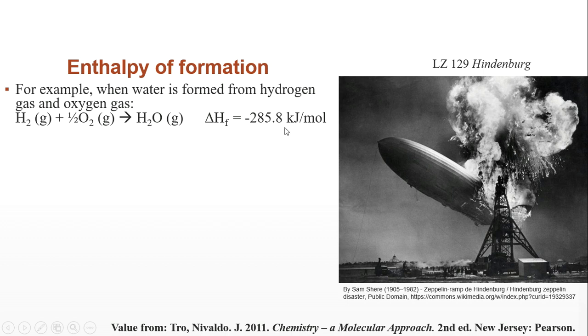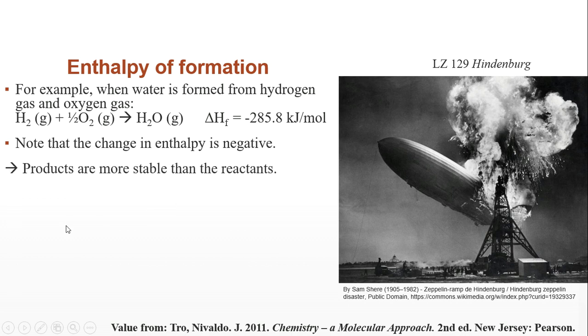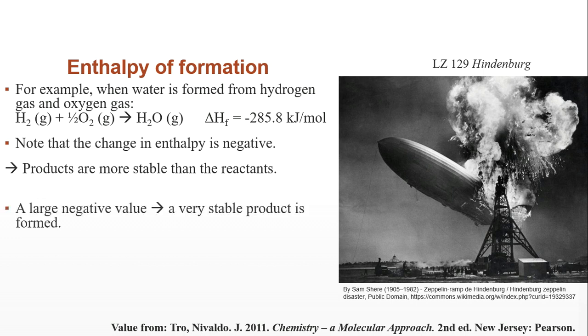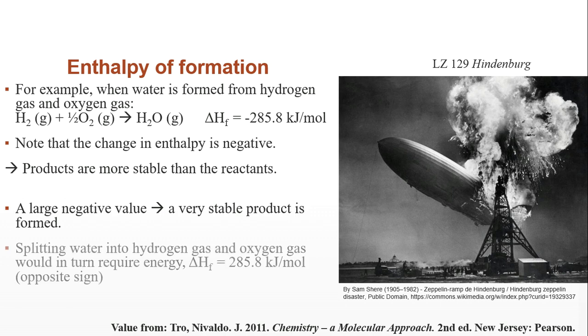So this is the energy required to form 1 mole of water. And that will be released in this case, because you note here we have a negative sign of enthalpy. The enthalpy change is negative. That means that the products will be more stable than the reactants. A large negative value corresponds to a very stable product being formed compared to what you start with. Because a lot of energy is released, you will have a lower enthalpy within the system. It's more stable.